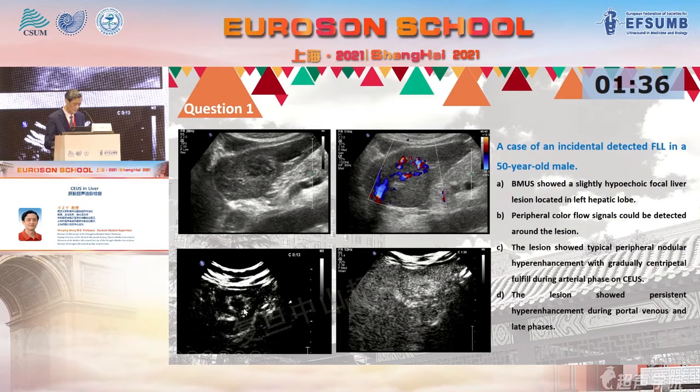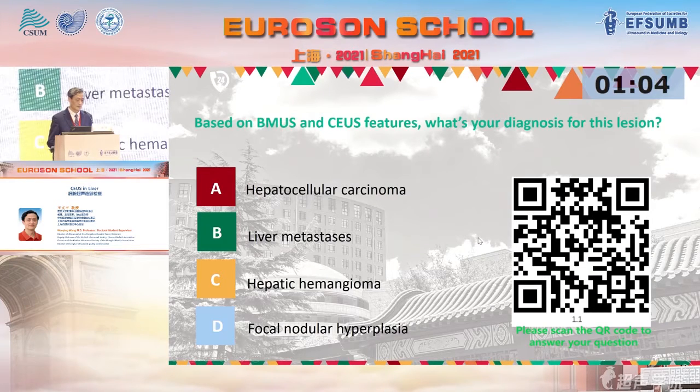In contrast-enhanced CEUS, we see round enhancement in the arterial phase. In the portal venous phase, you see here a hyperechoic lesion in the left lobe. This lesion shows persistent hyper-enhancement during the portal venous and the late phase. So, based on the grayscale ultrasound and the CEUS features, what's your diagnosis for this lesion? A, hepatocellular carcinoma. B, liver metastasis. C, hepatic hemangioma. D, focal nodular hyperplasia.